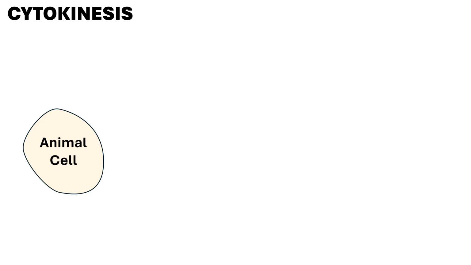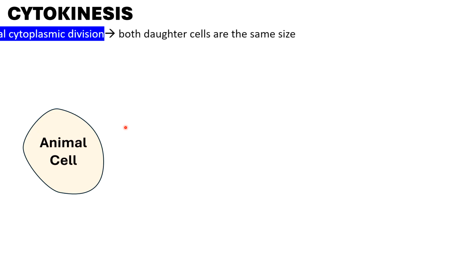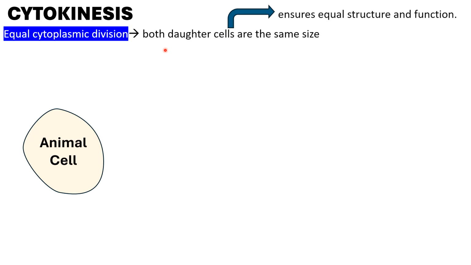We know that cytokinesis happens in post-meiosis. It also happens post-mitosis, as we're going to see later. But in animal cells, it's going to be the following process, okay? So there's going to be an equal cytoplasmic division, which means that the cytoplasm and its contents are going to be divided equally in both daughter cells, which are the same size, okay? When the parent cell splits and makes these 2 daughter cells, this is going to be the case, okay? Ensuring equal structure and function of both of them.